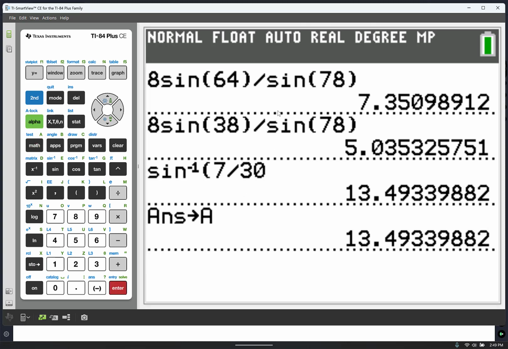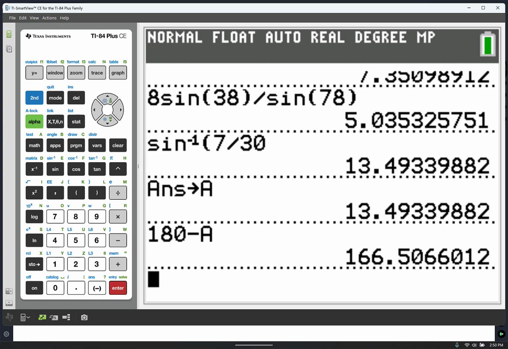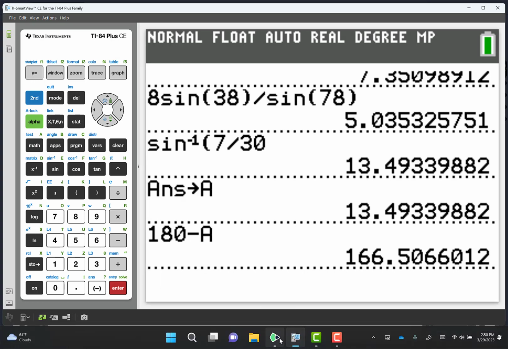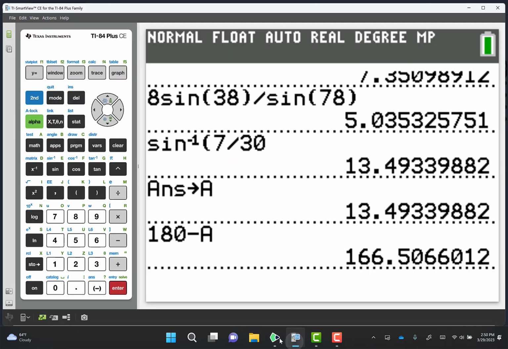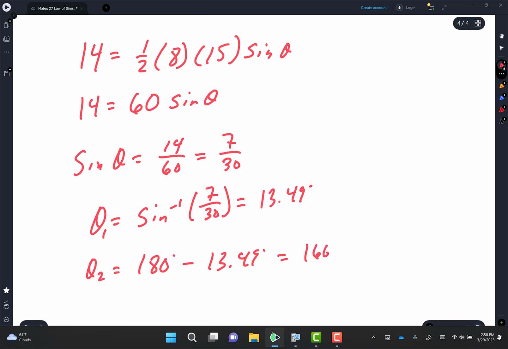If they give you another angle, add them up to make sure it's not over 180. If they want another angle, do what? Subtract it from 180, that answer. 180 minus alpha A. So my other answer is 166.51. So there it is. So theta 1, and I'm going to write theta 2 equals 180 minus 13.49. And that gives me, I already forgot, what did I say? 166.51.